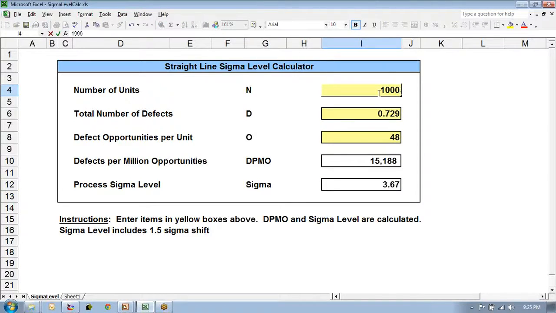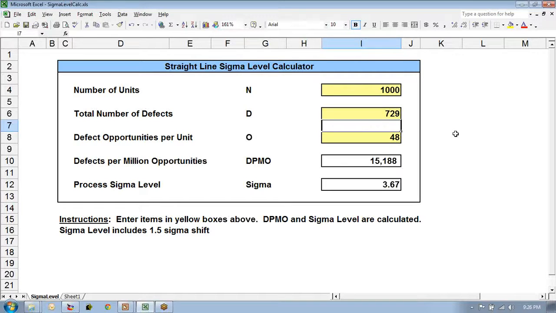So that's it. It's really as simple as that in terms of calculating the sigma level. The hard part is, of course, determining realistically how many defects there are, how many opportunities there are per unit in each of the process steps.